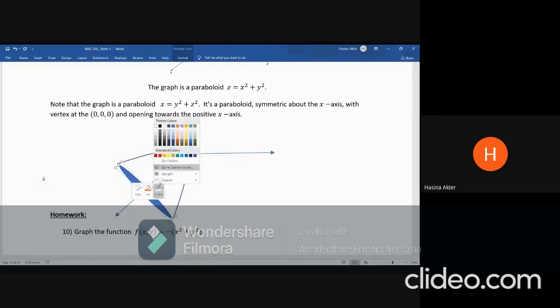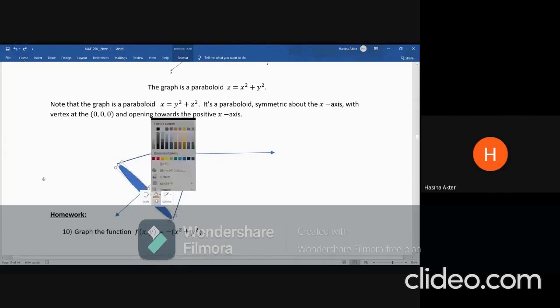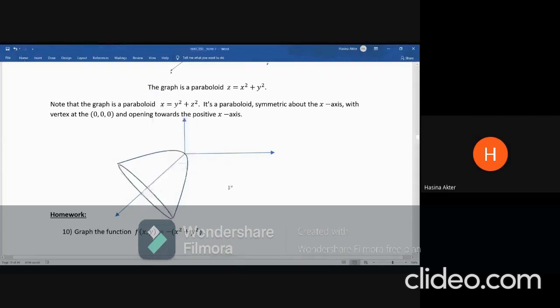I didn't mean the outline. Oof. Sometimes it's really okay. I wanted to change the fill. Fill should be empty. No fill. So here you go. Do you see the paraboloid somehow? Yes, miss. So do you understand what it means?